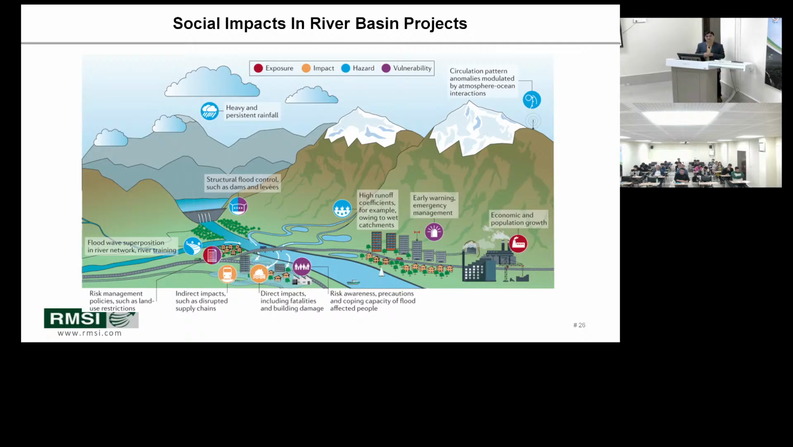So, this is how we calculate the flood loss. Three components are there. One is hazard. Hazard is nothing but your flood, earthquake, drought, tsunami, whatever hazard is creating the losses in your river basins.